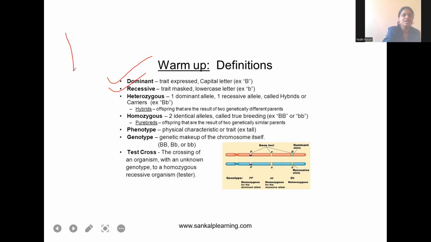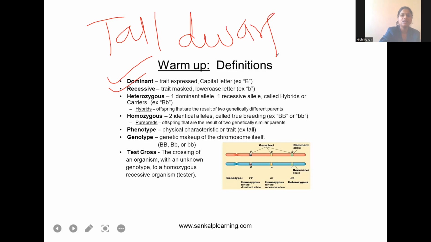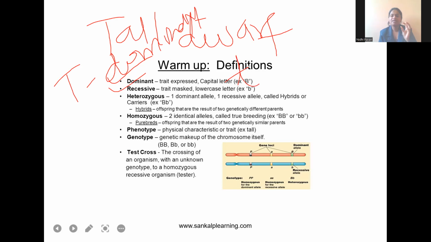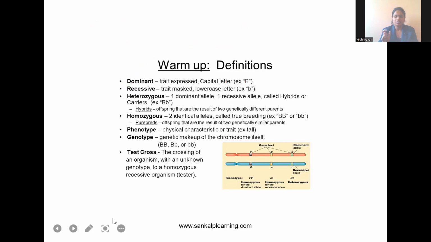For example, if we consider tall and dwarf alleles, the tall allele is a dominant one. It will not allow the dwarf allele to express itself. That is why dominant alleles are represented by capital letters, and recessive alleles are expressed in terms of small letters or lower case letters.